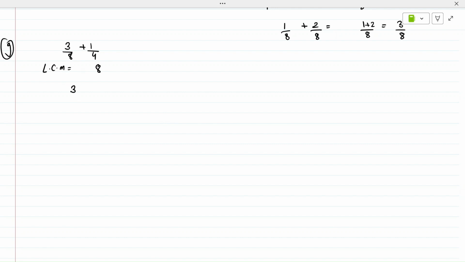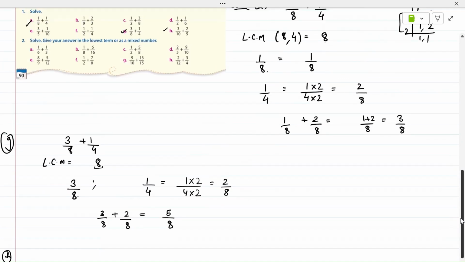Now let us change these fractions. 3 by 8: the denominator is the same as that of the LCM. There is no requirement to change it. Now we have 1 by 4. Let us change it. Again, we have to multiply the denominator with 2 and the numerator with 2. So when we do this, we will get 2 by 8. And the last step is to add both the like fractions. So 3 by 8 plus 2 by 8 will give us 5 by 8. Right?